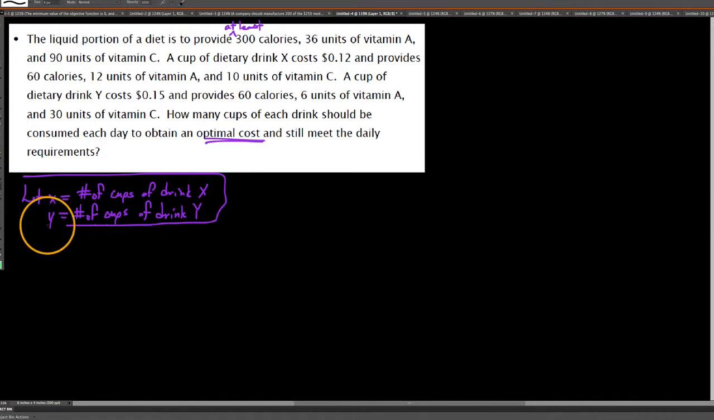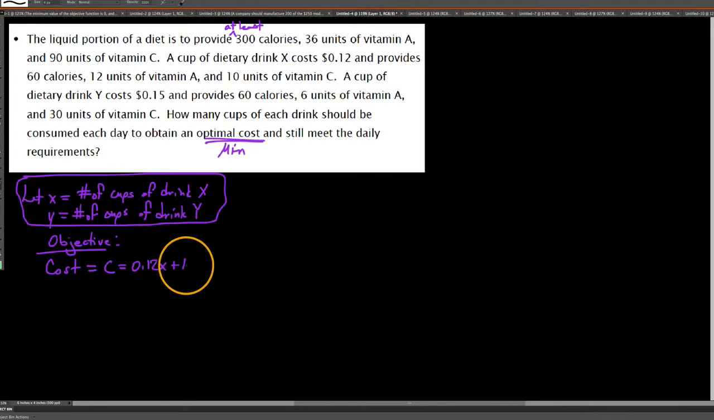I suppose the idea would be that we're trying to get an optimal cost. When we talk about an optimal cost, we're really trying to find the minimum cost. And so if our job is to minimize the cost, let's come up with an objective function that we're trying to minimize. Since it's cost, I'm going to write C equals, and to obtain my cost, we know that it costs 12 cents per every cup of X and 15 cents per every cup of Y. So basically 12 cents times the number of cups of X plus 15 cents times the number of cups of Y would give us our overall cost. And this is what we're trying to make as small as possible in this problem.